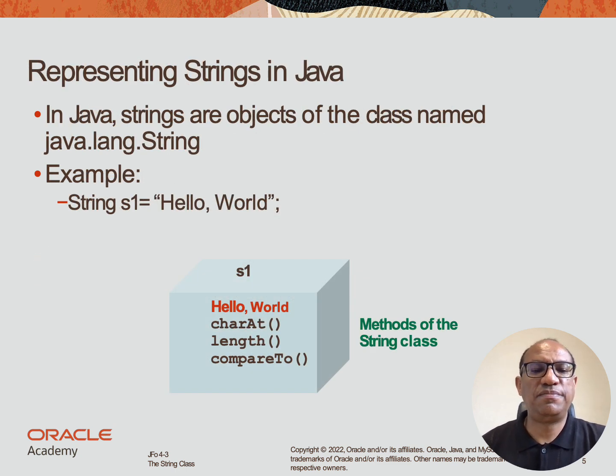Here's an example. String s1 = "hello world". That line creates a String object named s1 that holds a sentence. You can call methods on this object like .charAt, .length, or .compareTo, all parts of the String class.